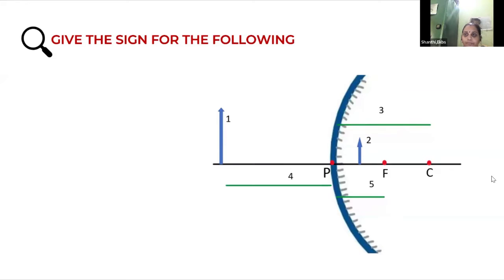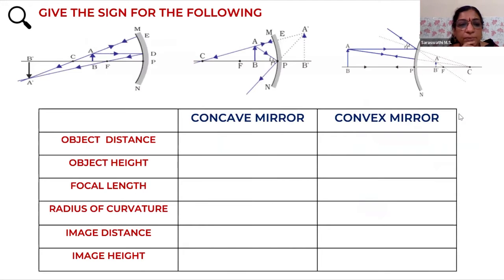Then 4. Object distance. Should it be positive or negative? Negative. 5. Focal length is positive. Is it clear how you decide the sign that you need to use when you are doing the problems?